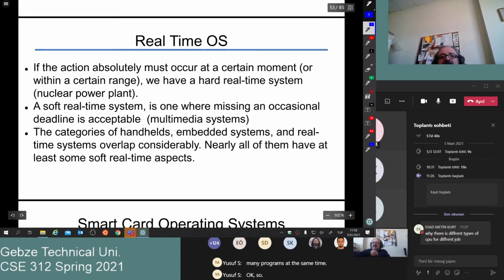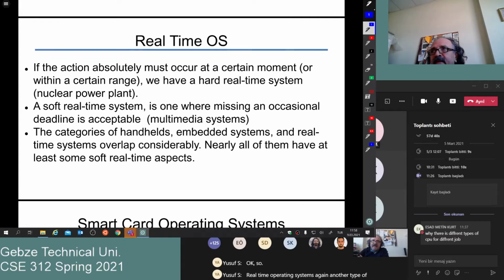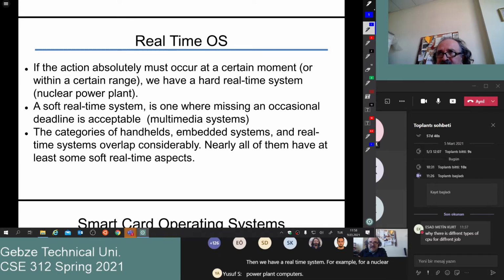Real-time operating systems are another type of specialized operating systems. What is a real-time system? A real-time system says that if an action must occur at a certain moment with no exception, then we have a real-time system. For example, for a nuclear power plant computer, if the temperature sensor from the nuclear core is above some limit, then I have to take action without waiting even for milliseconds, right? So that's a real-time system.